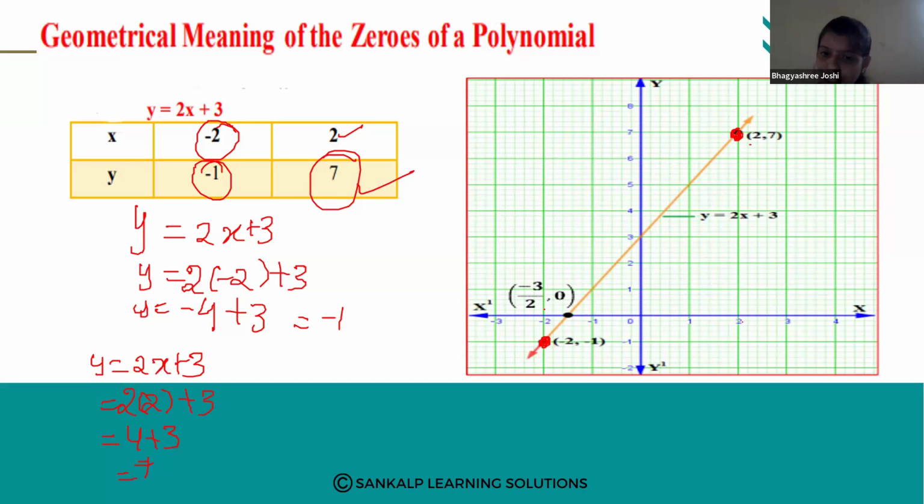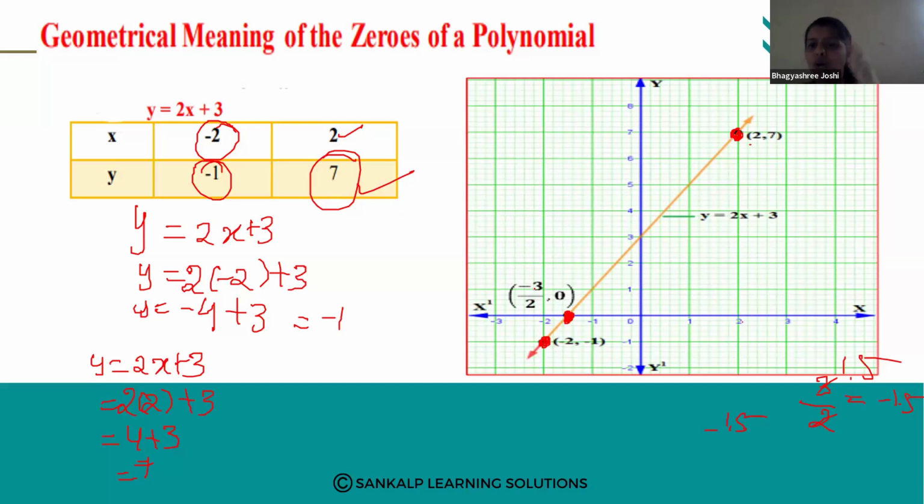So how are you going to find out the zeros? Yes. So this line, what is it doing? It touches the x-axis, right? So this line intersects the x-axis. At this point, this is -3 by 2, or you can say it is -1.5. 3 by 2 is 1.5. 2 ones are 2, remains 1, that is 0.5. That is -1.5. So here it touches the x-axis. Therefore, this point, -3 by 2, 0. This is the zero of this polynomial. Okay.